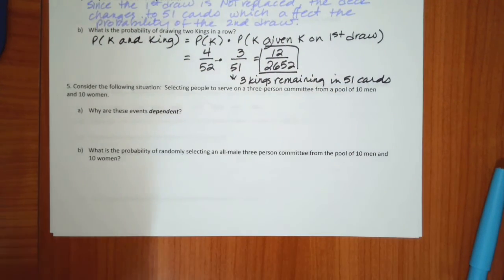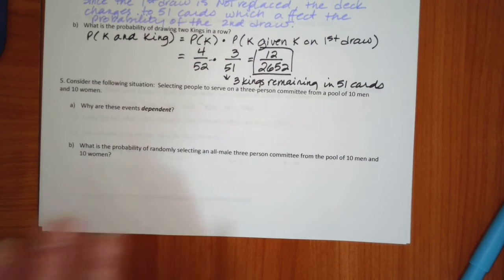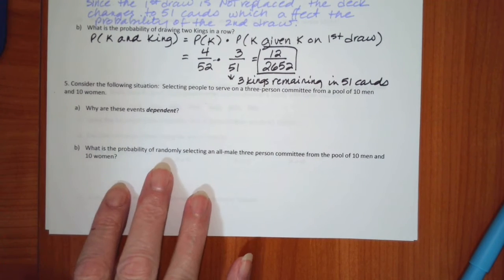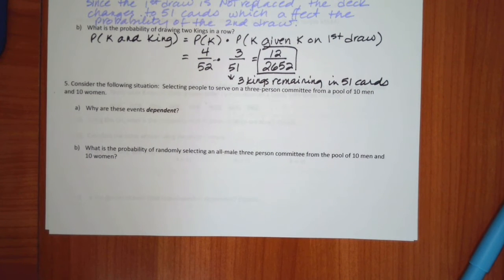Okay. All right, well, let's try to relate this to something a little bit different, and this is something that we really don't have like a picture of a deck of cards. Consider the following situation. You are selecting people to serve on a 3-person committee from a pool of 10 women and 10 men.